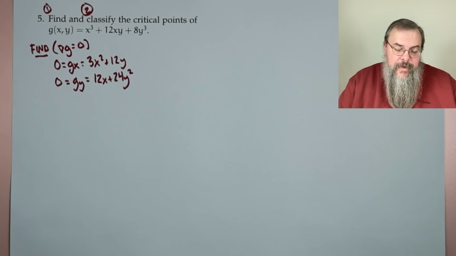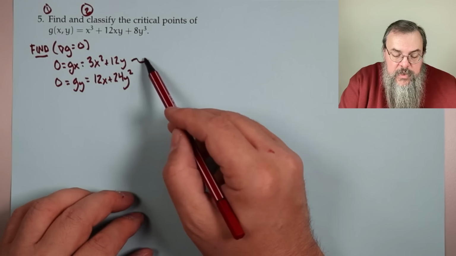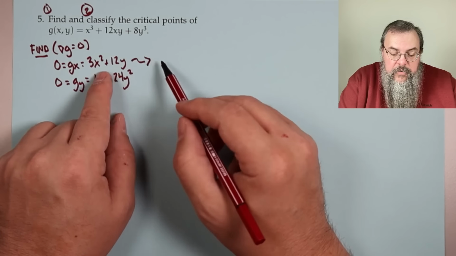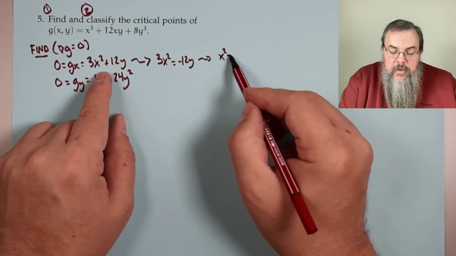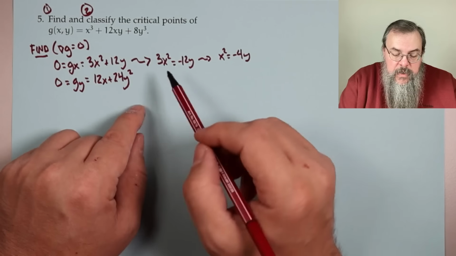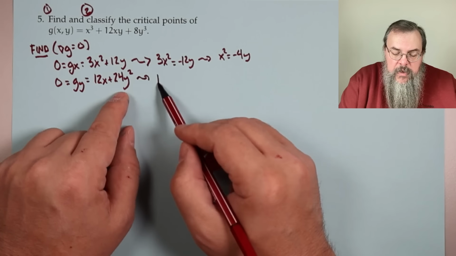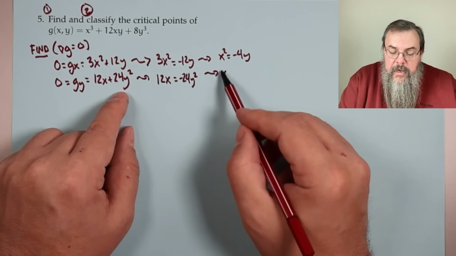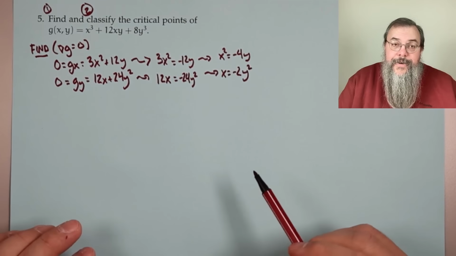So let's think about what we can say. Looking at this, let's suppose we come to this first equation here. This says I can move the 12y across. 3x squared equals -12y, or x squared is -4y. All right, that's divided by 3. I can move the 12x across, I guess. Yeah, let's move the 24y squared across, make it sort of more fitting. 12x is -24y squared. Divide by 12. x equals -2y squared. All right, good. Now, what can we do?